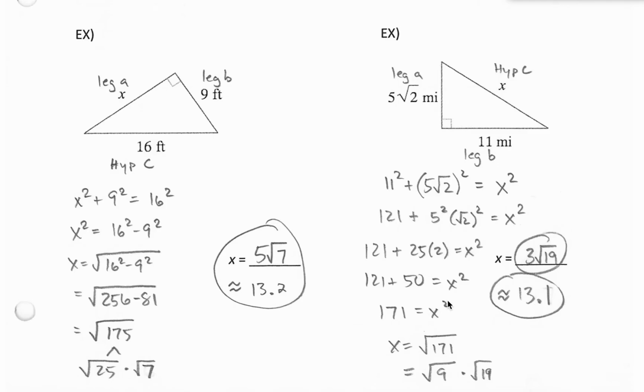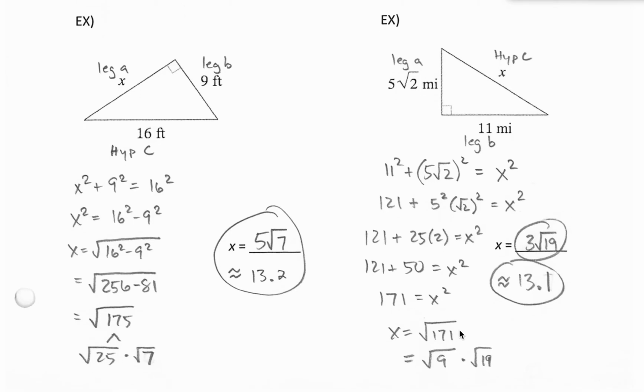I can then square root both sides. Square root of 171 is an irrational decimal, so let's see if we can factor. Can we divide it by 4? No, but we can divide it by 9. 9 times 19 is 171. So the square root of 9 can be simplified to just 3. Square root of 19 stays behind. You could then multiply 3 times the square root of 19. Or you could square root 171. Either way, it'll give you your approximate decimal value.